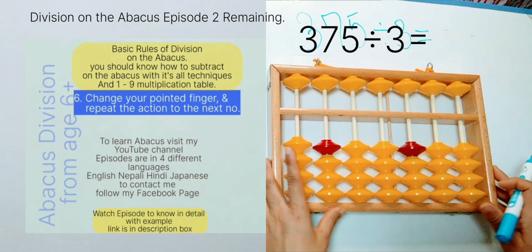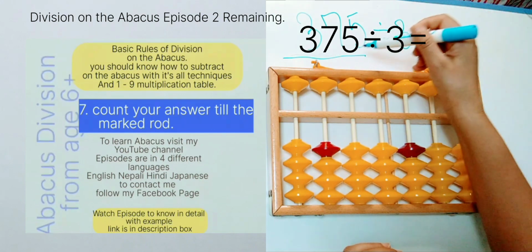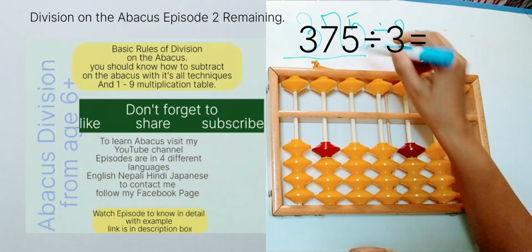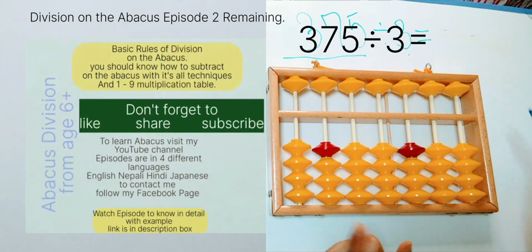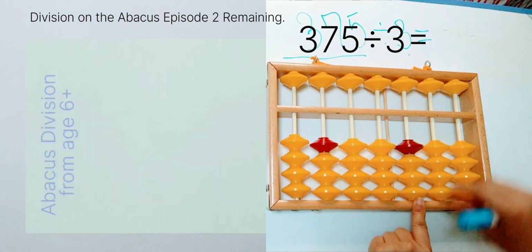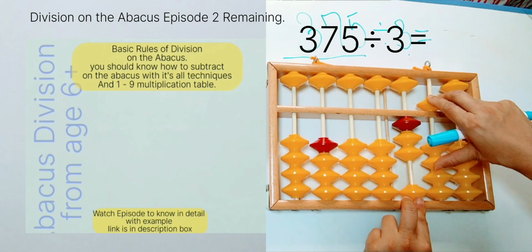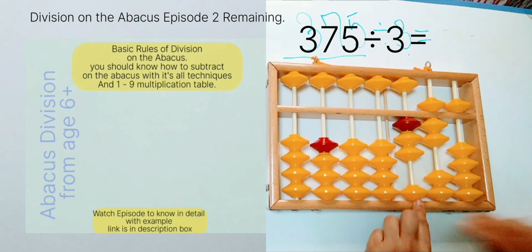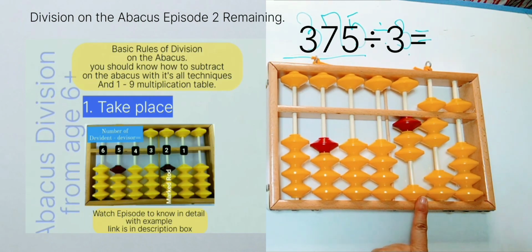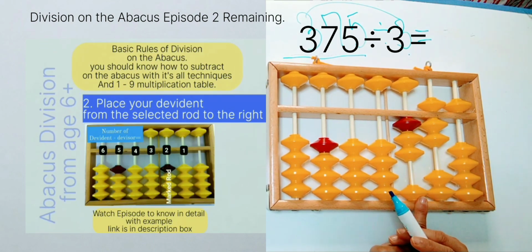So please take position. Our dividend is 3 digits, and our divisor is 1 digit. 3 digits subtract 1 digit, you get 2, so our marked rod is 2 positions. Place your dividend from here: 3, 7 and 5. Place your pointed finger here and start to divide. 3 divided by 3, your answer is 1.